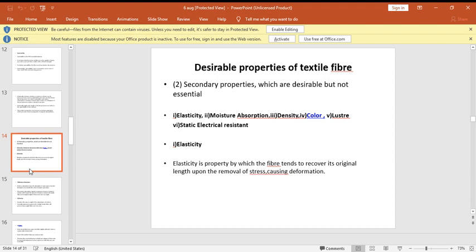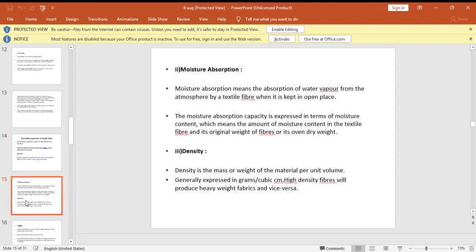So elasticity. Elasticity is a property by which the fiber tends to recover its original length upon the removal of the deformation. So this is about the desirable property. And moisture absorption. Moisture absorption means the absorption of water vapor from the atmosphere by the textile fiber which is kept in an open place. The moisture absorption capacity is expressed in terms of moisture content, which means the amount of moisture in the textile fiber relative to its original weight of fibers or its oven dry weight.